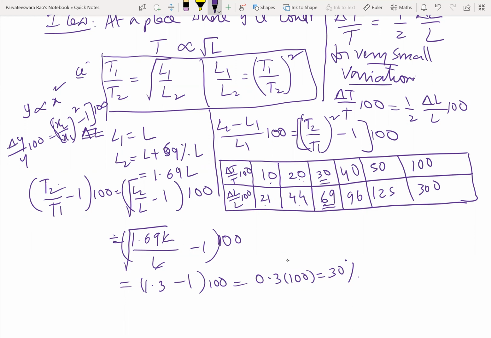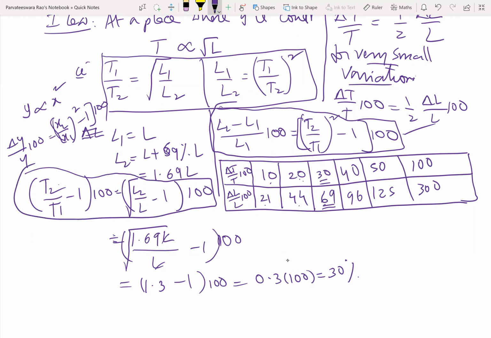So when you are given percentage variation in time period, and you want percentage increase in length, this is the formula. When you are given percentage increase in length, and you're asked to find percentage change in time period, use the second formula. These are the standard numbers which normally will come in the exam.